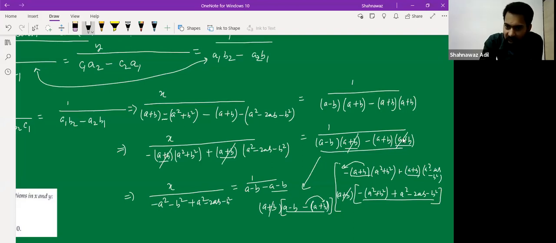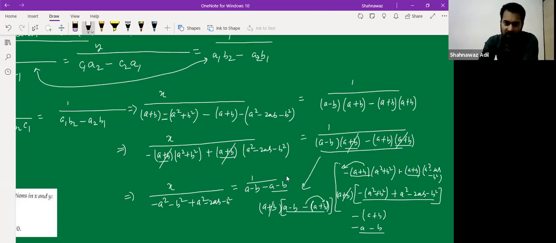Sir, you see from here, if I take a plus b common, then what will I have? Minus of a plus b. And if I take out this bracket, then what will I have? Minus. So let's say you have a plus b. So this goes here, so this will be minus, right? So this is how.